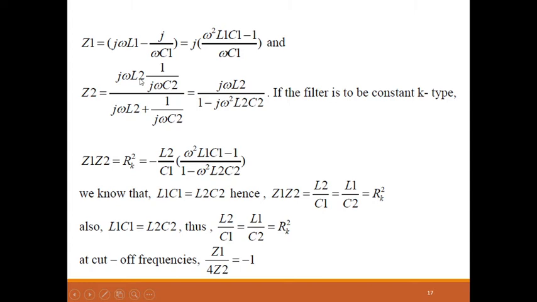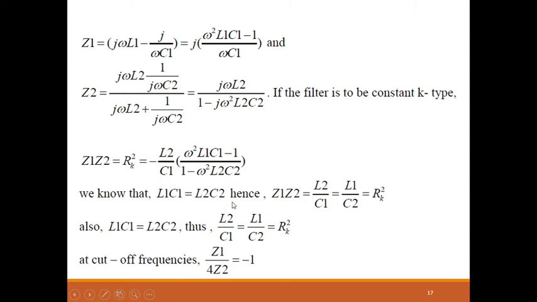So both are multiplying and here both are adding. So we are making simplification here, and the last denominator is multiplied with the first numerator. So automatically these two terms are getting cancelled. The remaining is j omega L2 divided by 1 minus omega square L2 C2. If the filter is the constant K type, because Z1 and Z2 are constant, then here also it should be constant.